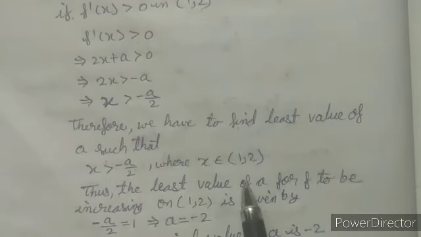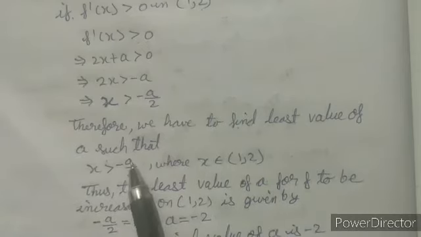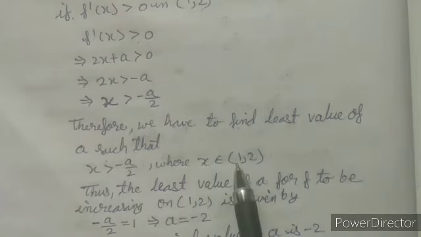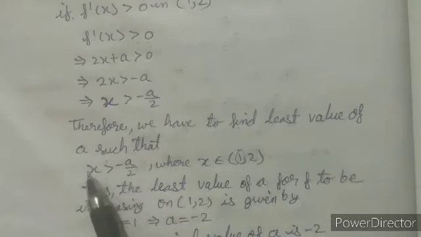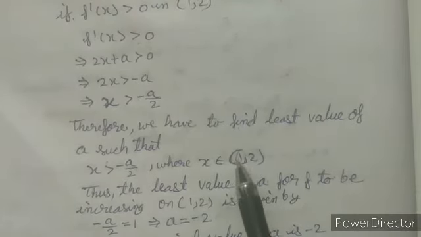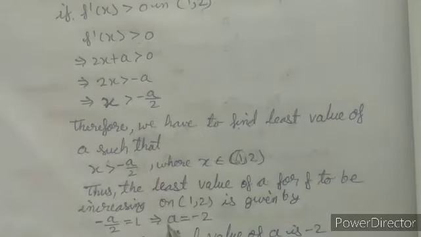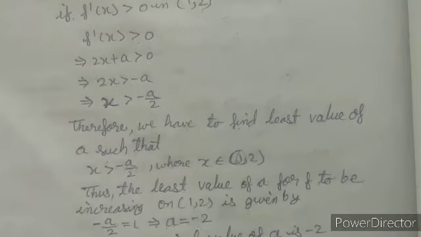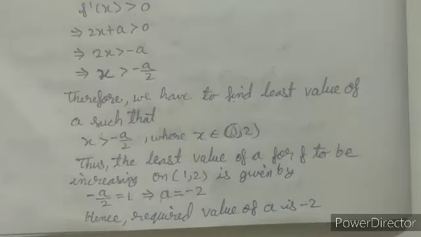Thus, the least value of a for f to be increasing on 1 to 2 is given by minus a by 2 is equal to 1. Now we have to find the least value. So here we will take minus a upon 2, or x, equal to the initial value of the interval. That means minus a upon 2 equal to 1, and that will give us a equal to minus 2. Thus we can say that the required value of a is minus 2.